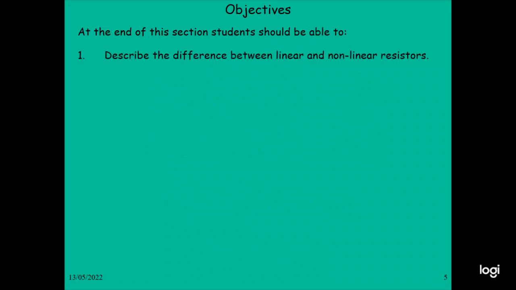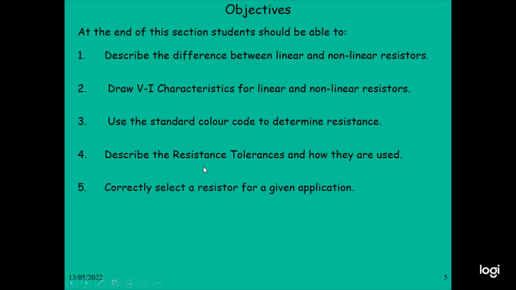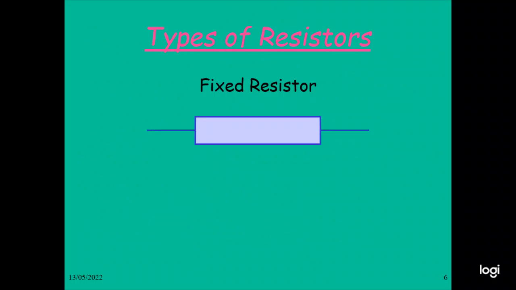At the end of this session, students should be able to describe the difference between linear and non-linear resistor, draw the VI characteristic for the linear and non-linear resistor, use the standard color code to determine the resistance, and describe the resistance tolerance and how they are used. Commonly, select a suitable resistor for the given application. This identifies the VI characteristic of PTC and LDR. So this is the fixed resistor type. We will decide this one.